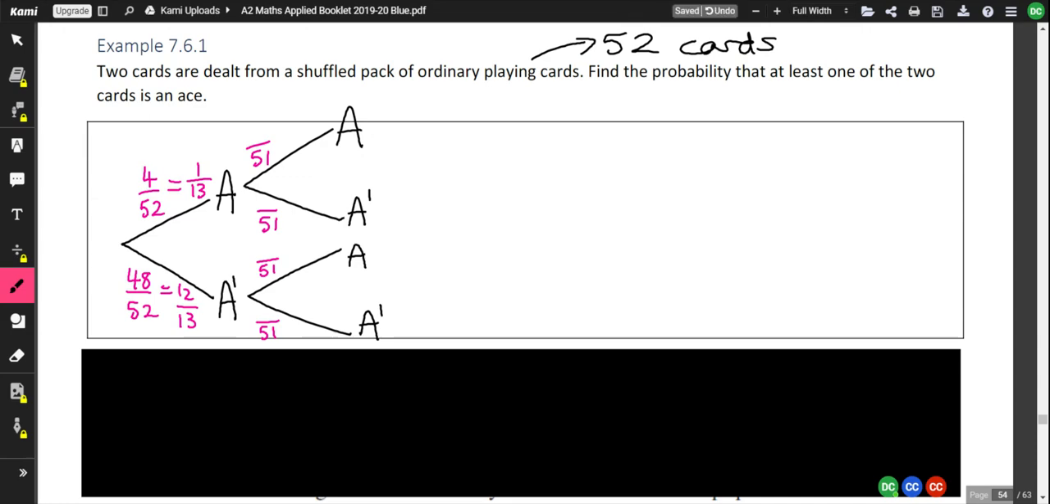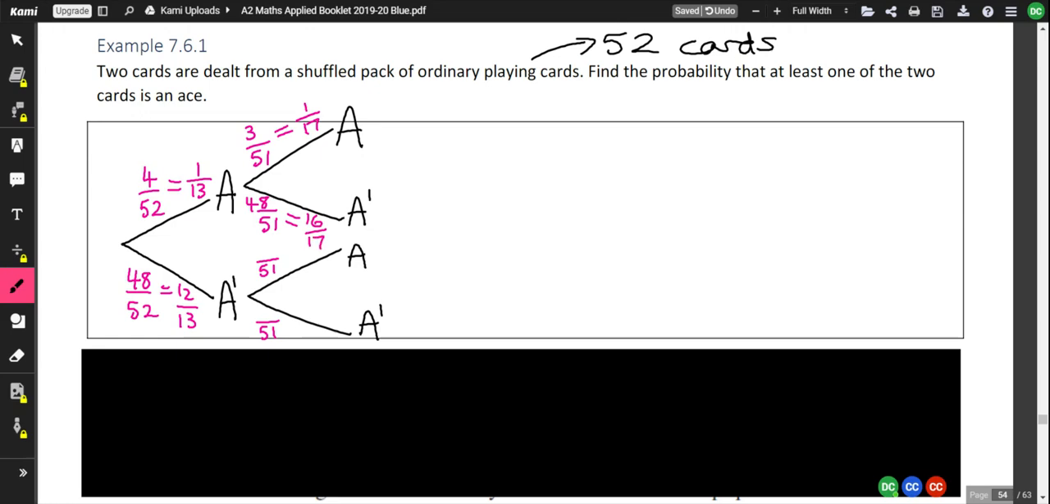If we got an ace on the first go, that means there's only three aces left, three out of 51, which could be cancelled down to 1 in 17. However, there are still 48 cards that are not an ace if we got an ace on the first go. So there are 48 cards not an ace, which again, you could cancel down to 16 out of 17.